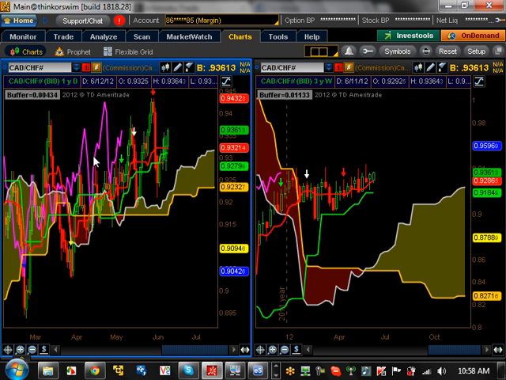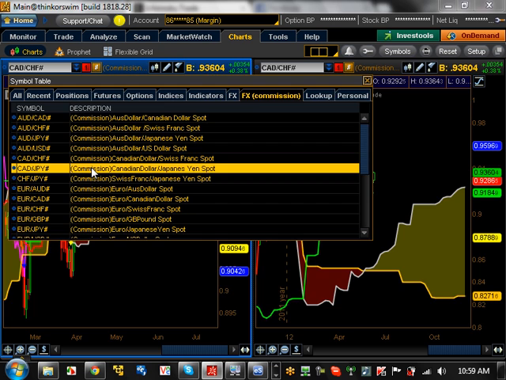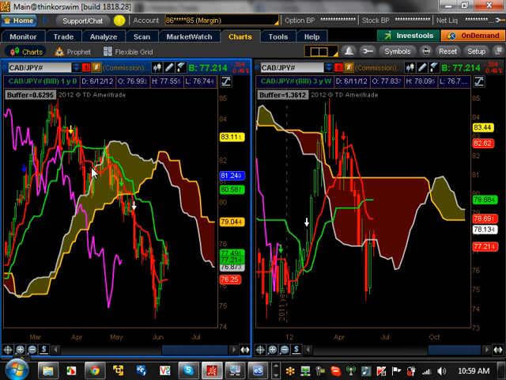CAD Swissy, this is like all the other Swissy pairs. This is boring. Nothing really going on here, so we're just going to move on. Plus, the Swissy pairs just move so slow with very little money. That's not even worth our time.